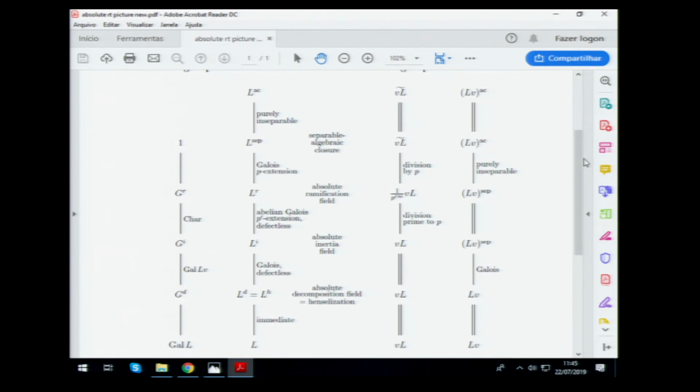Then in the next step, you go to the absolute ramification field. Here the residue fields remain the same. And what you do to the value group is you divide, and here I say 1 over p prime to infinity. The p prime indicates all primes that are prime to p. So you divide by all primes that are not equal to p. Okay, so that's the absolute ramification field.